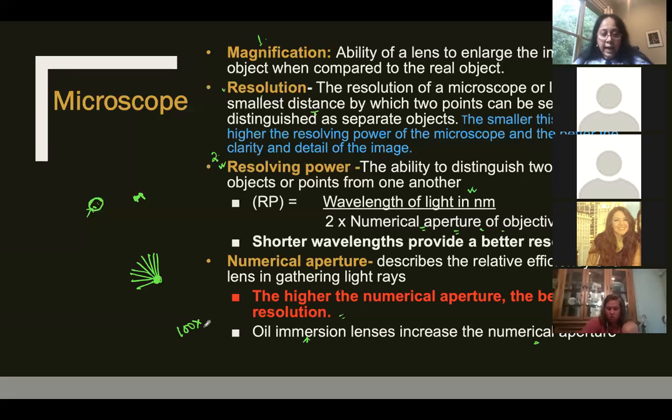Okay, so now resolution, that characteristic feature of the microscope, actually depends on two factors. The first one is the wavelength. The shorter the wavelength, the better the resolution. Okay, that's number one. Number two is the numerical aperture. The higher the numerical aperture, the better the resolution.